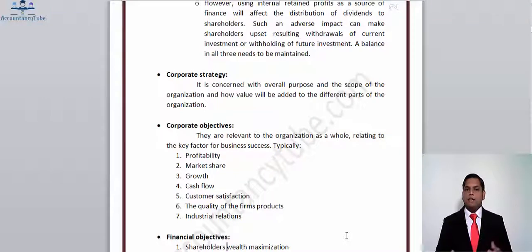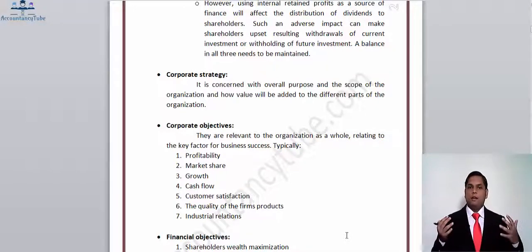Then we have got market share. As the business grows, it always wants to have a certain market share in the market, so that it can assure its presence and assure its existence in the future.